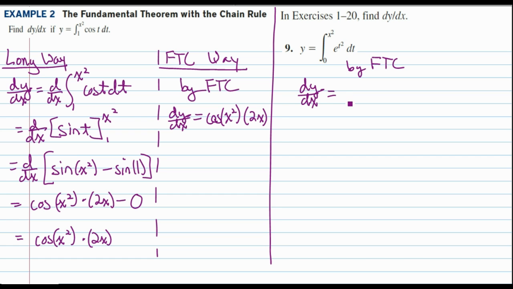So first I'm going to say, wow, this is e to the, not t squared, but x squared squared. Now I have to multiply by the derivative of the upper limit, so that would be 2x. And I could write that out: e to the x squared squared would be x squared times x squared, so x to the 4th. So 2x e to the x to the 4th.